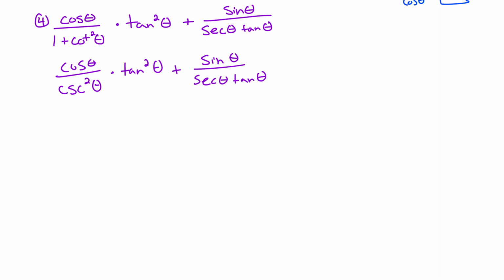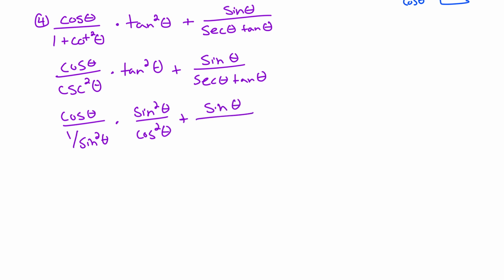So that's going to turn into cosine of theta over 1 over sine squared of theta times sine squared of theta over cosine squared of theta. Then that second fraction that I'm adding is going to be sine of theta over 1 over cosine of theta times sine over cosine of theta.